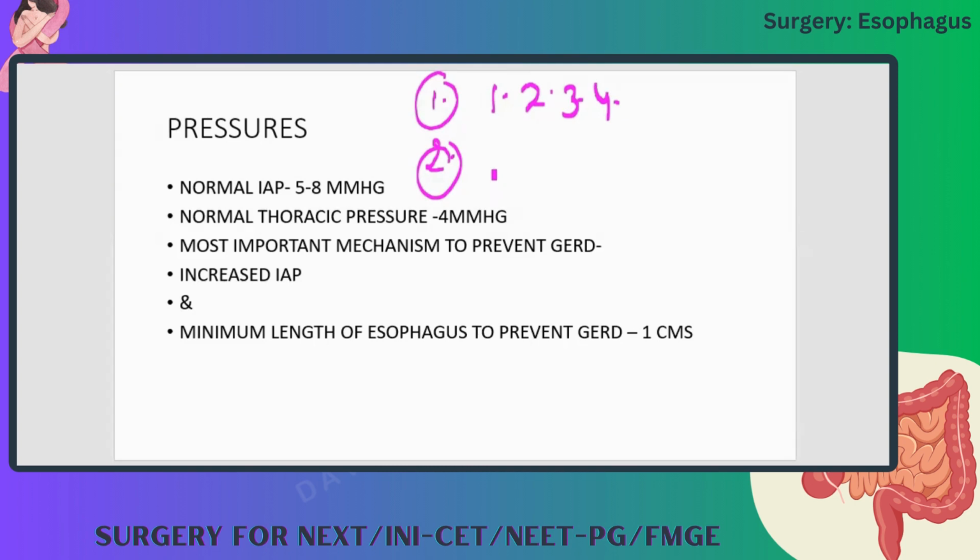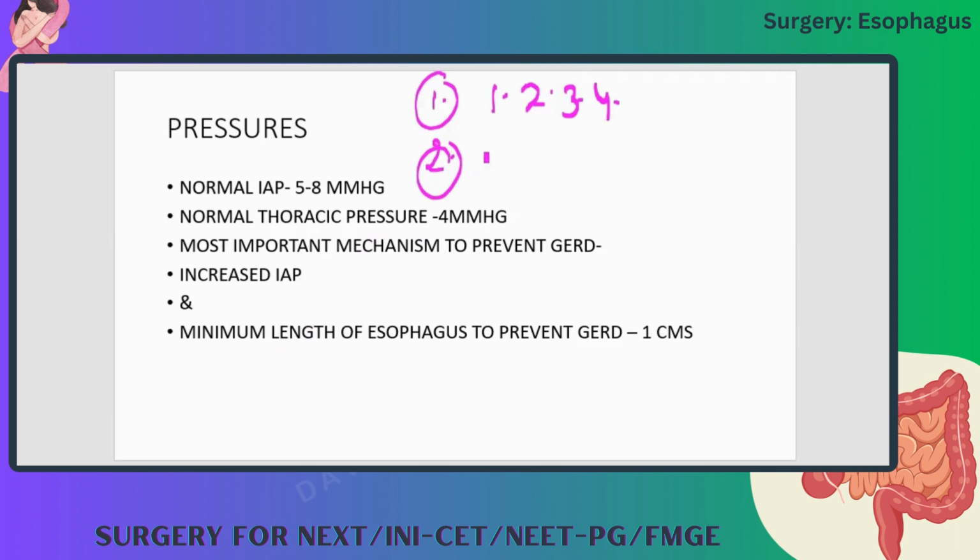Is it 2, 3, 4? No, which of the factors is not responsible? The first only factor, the two. Upper esophageal sphincter is not responsible. Yeah. Okay. And recently there was a question.